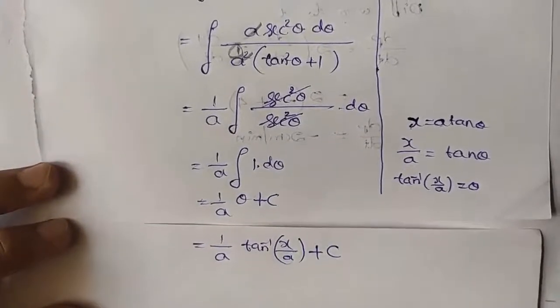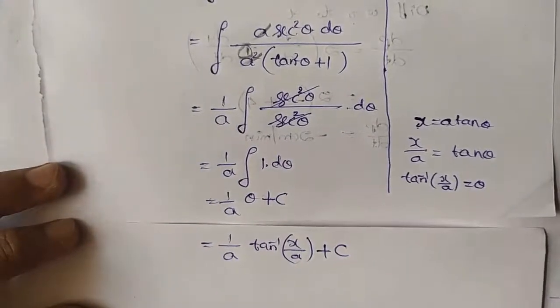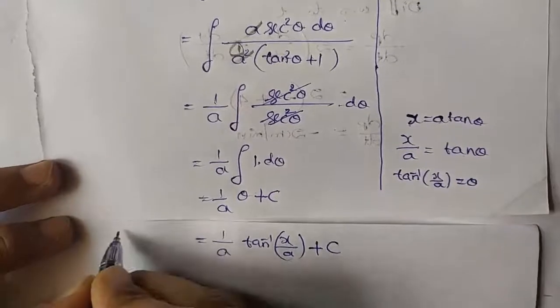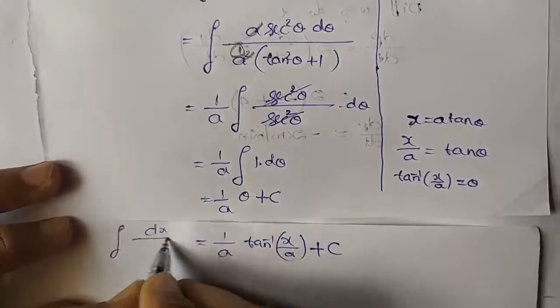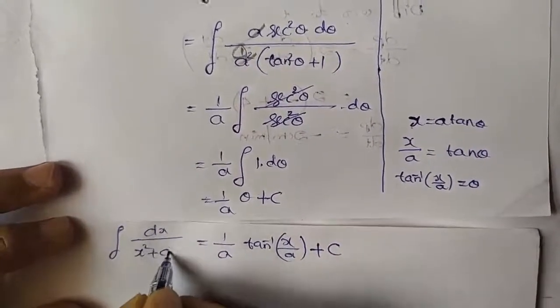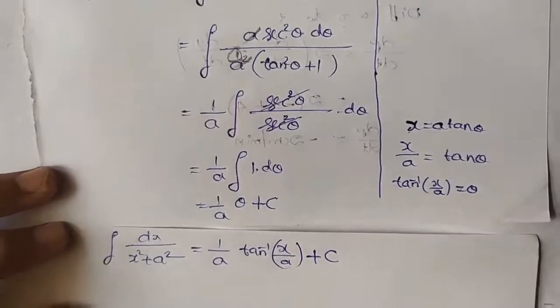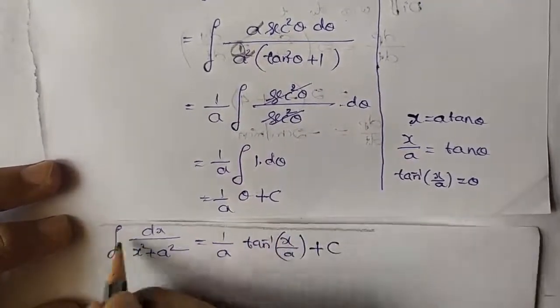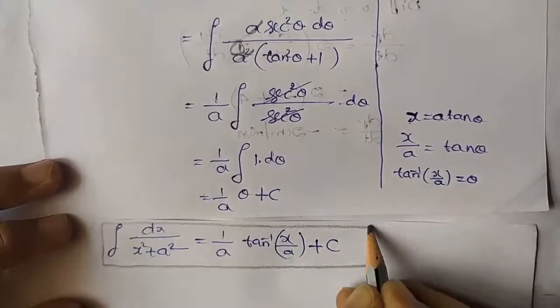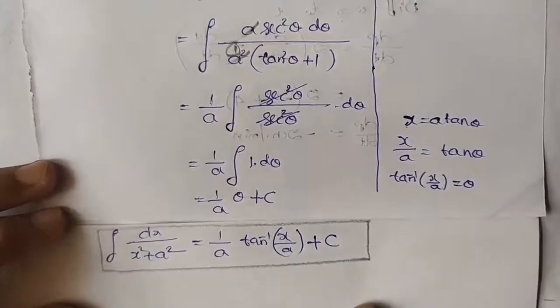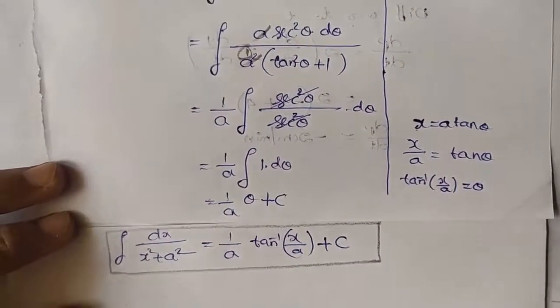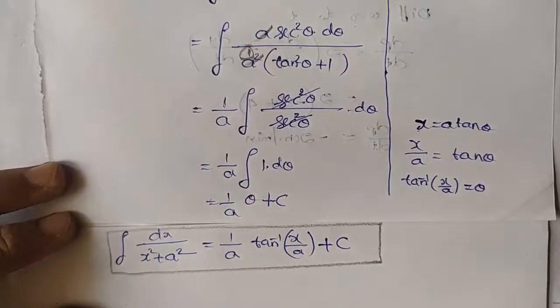Hence it is a standard form: integration of dx divided by x square plus a square. One link problem is given. Let us solve that problem also.